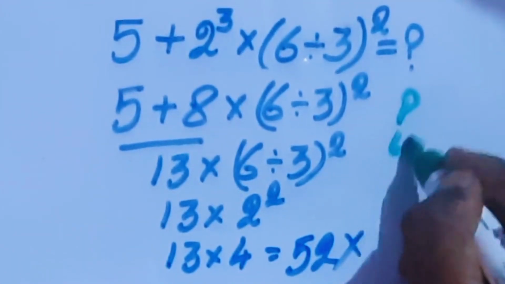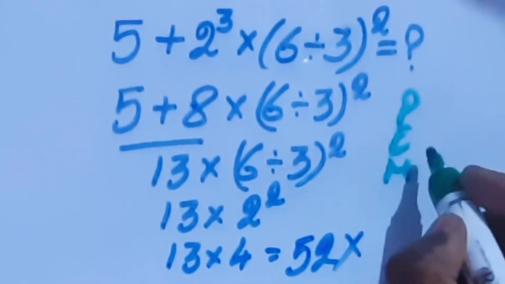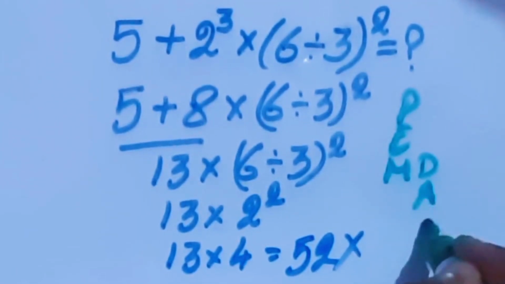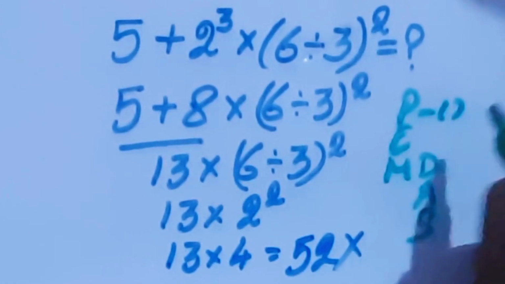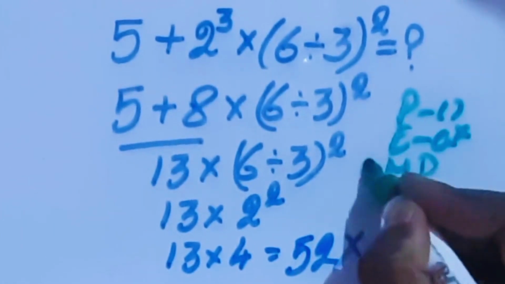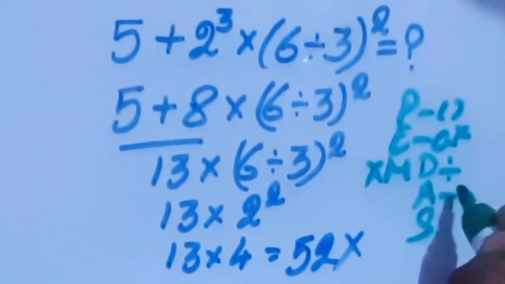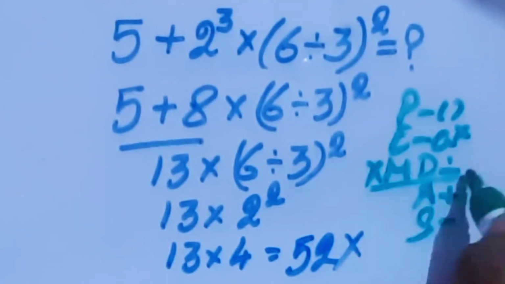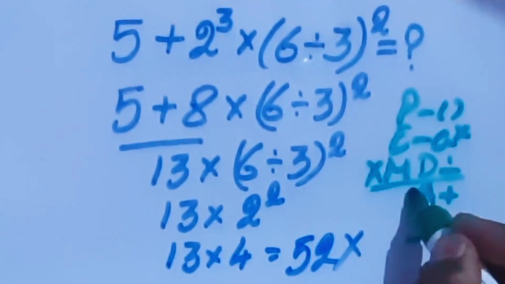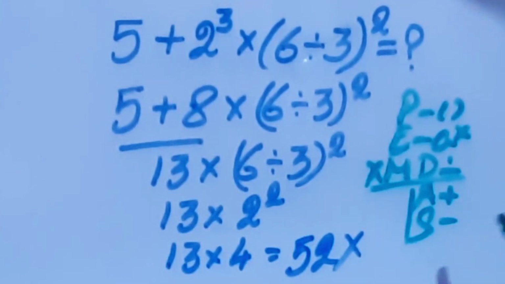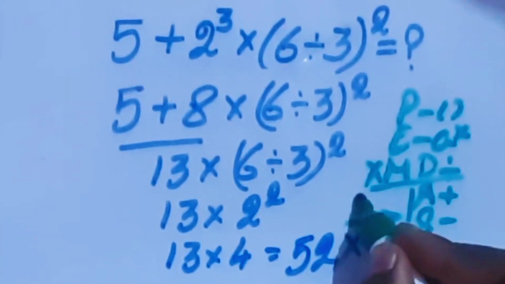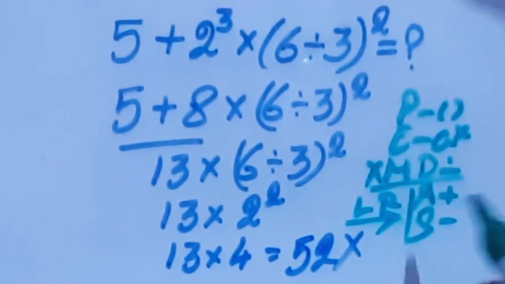Here we are going to introduce the PEMDAS rule from order of operations. This is the bracket, higher priority. This is the exponent. M stands for multiplication, D stands for division, A stands for addition, S stands for subtraction. Here multiplication and division are both equal priority. Also addition and subtraction are both equal priority. For equal priority, we are going to use the left to right rule.